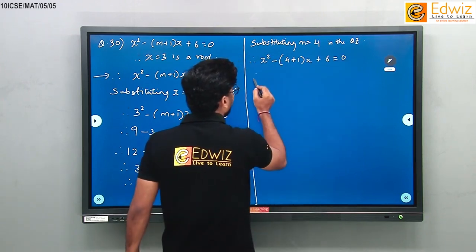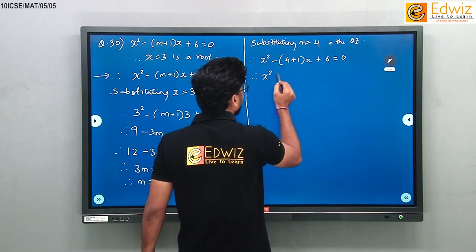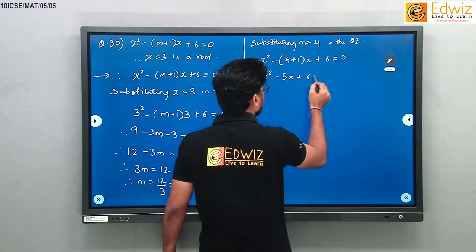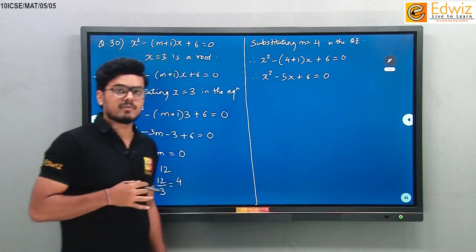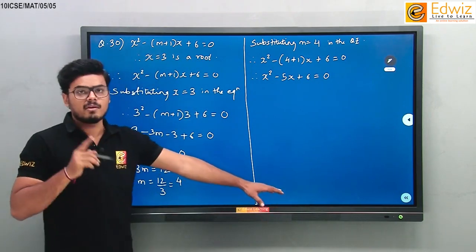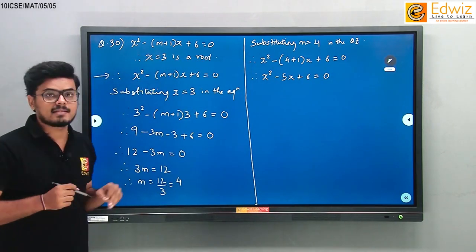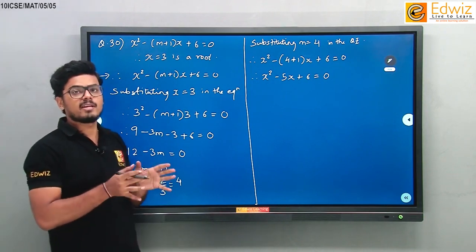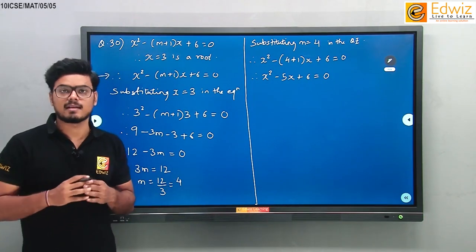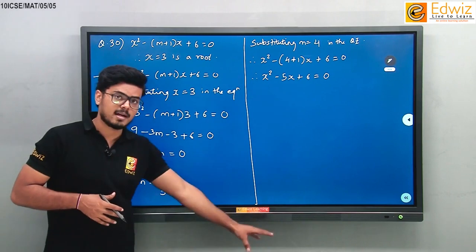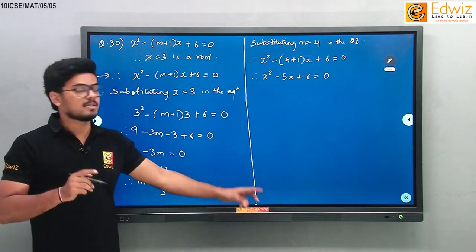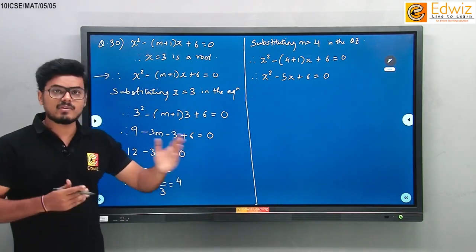Correct? So therefore x square minus 5x plus 6 equal to 0 is our quadratic equation. Now when we solve this equation, one of the roots that you should get is 3. This is also a way to verify whether you are getting the correct answer or not. So when you solve this quadratic equation, one of the solutions has to be 3. The other one we are finding out.